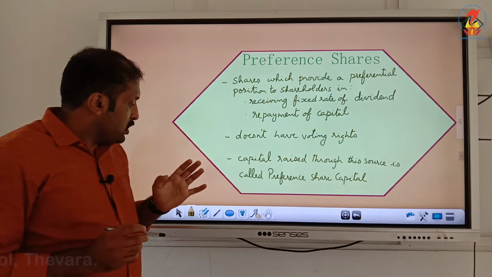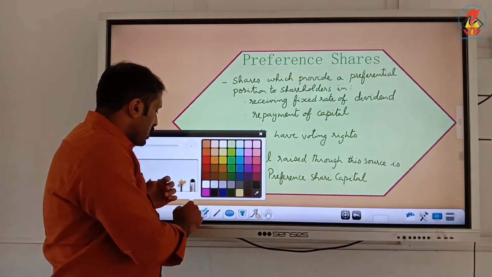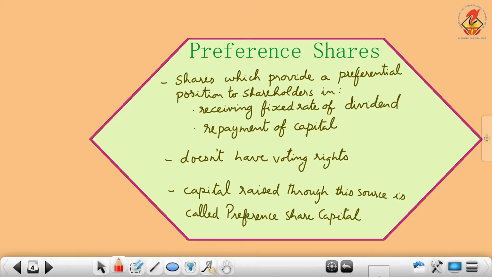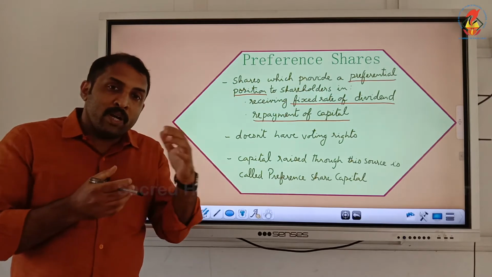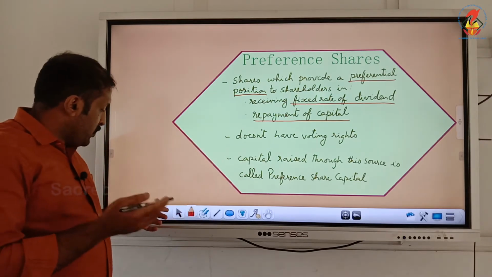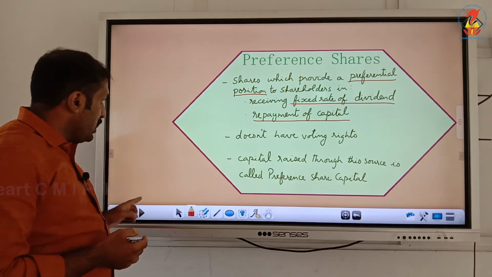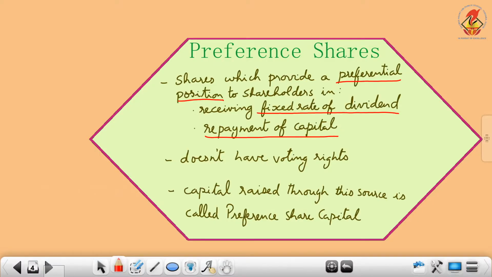So basically, to understand, this is what you have to keep in mind. It has a preferential position in receiving a fixed rate of dividend and repayment of capital. In these two cases they will be given preference compared to equity shareholders, or before equity shareholders they will get paid. Now going on to the merits.